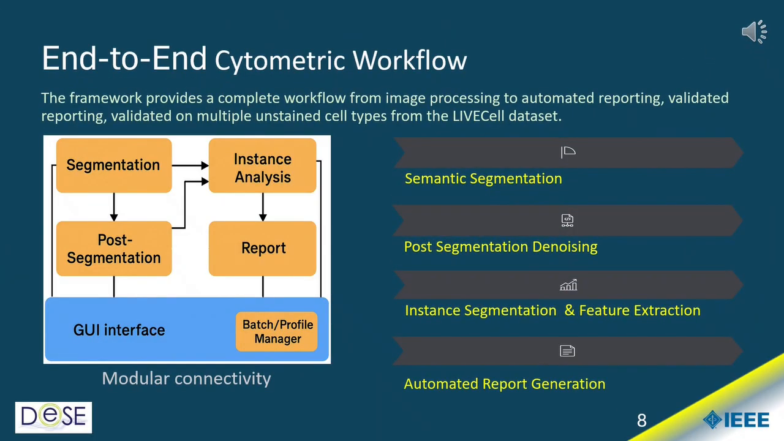The software system consists of four modules: segmentation module, post-segmentation denoising module, instance analysis, and automated reporting. Each module can be executed individually through the GUI or a scripting interface. However, they can work sequentially in an automated environment.